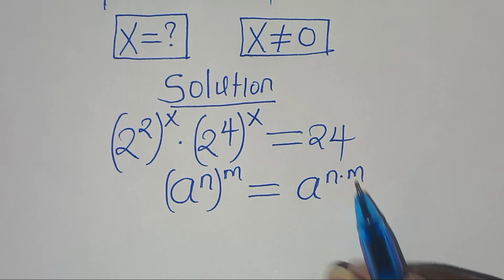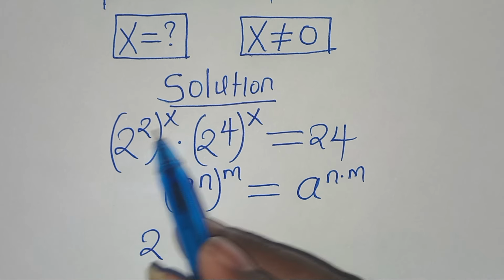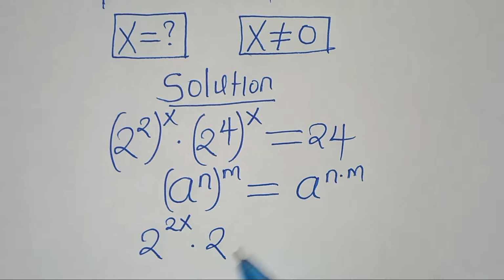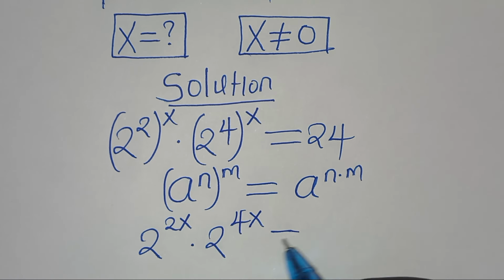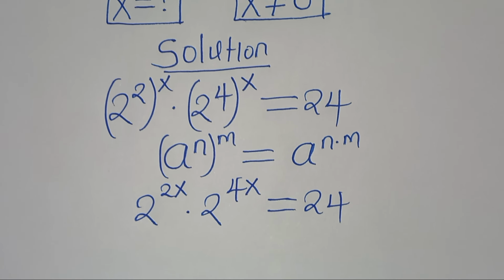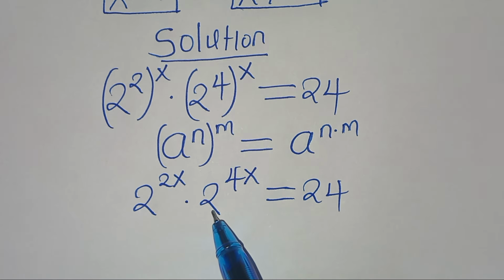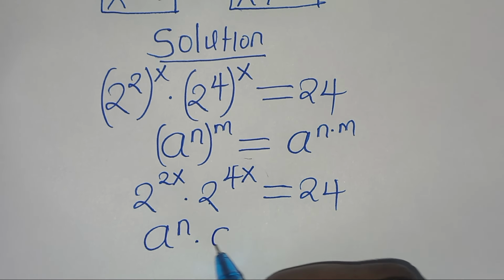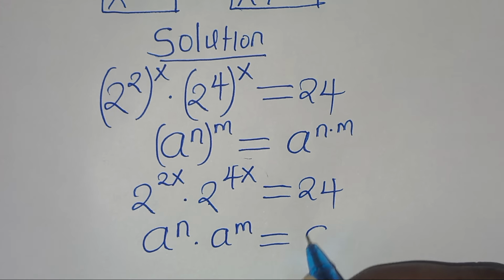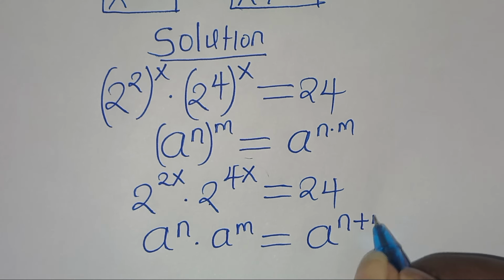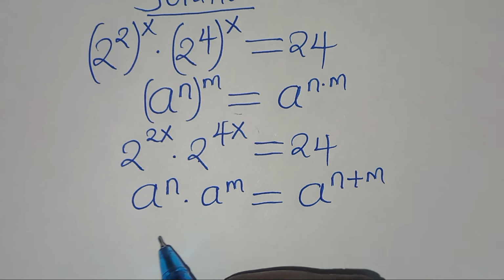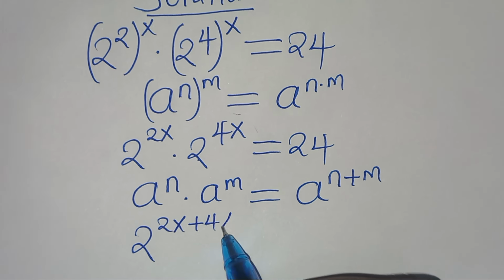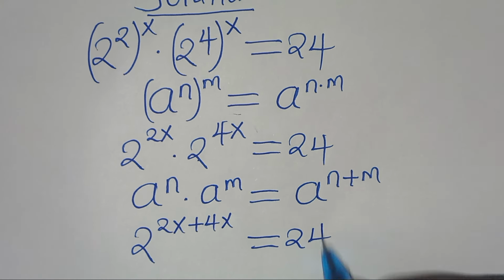Applying this exponent property, then here we have 2 to the power of 2 times x. This is 2x. Multiplying by 2 to the power of 4 times x. This is 4x. This is equal to 24. We have that 2 to the power of 2x multiplying by 2 to the power of 4x. This is in the form of a to the power of n times a to the power of m, which we can express as a to the power of n plus m. And this means we have 2 to the power of 2x plus 4x. This is equal to 24.